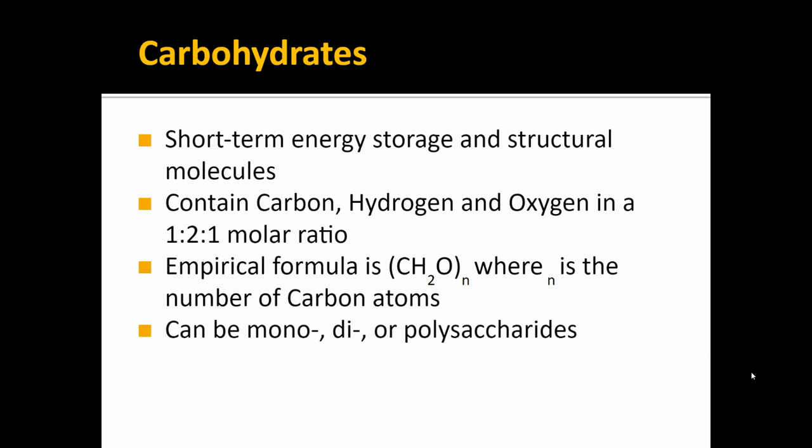They contain three elements: carbon, hydrogen, and oxygen in a 1 to 2 to 1 molar ratio. So as you can see up here, the empirical formula for a carbohydrate is CnH2nOn, where n is equal to the number of carbon atoms. So if I have 6 carbon atoms, I'm going to have 12 hydrogens and 6 oxygens, a 1 to 2 to 1 ratio. And again, carbohydrates can be monosaccharides, disaccharides, or polysaccharides. Remember, saccharides means sugar or sweet.